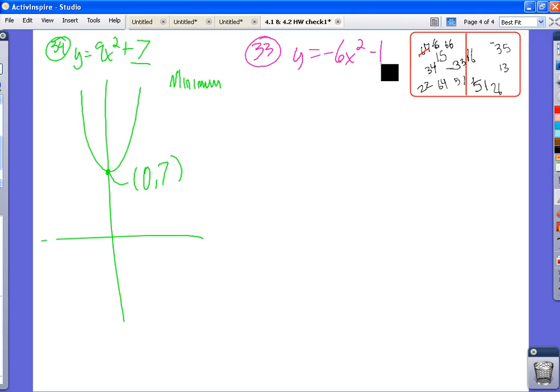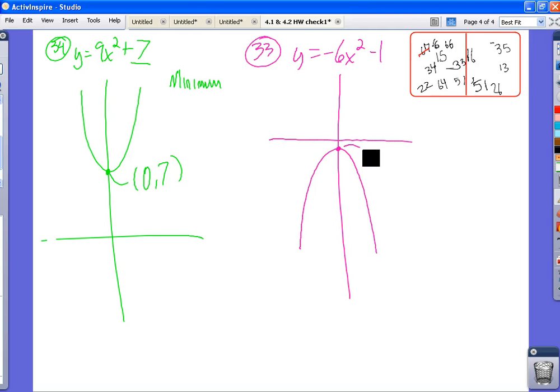Open up or down? Down. It opens down. So minimum or maximum? Maximum. There is a value here that is the biggest value that you can find. What's the coordinate of that place? Negative 1. This guy moves it down 1. What does this 6 do? Just makes it steeper, right? That doesn't affect the maximum value, that affects just how steep it is. So, not that. This opens down, this makes it steeper, this moves it down. This is the thing that actually affects where the maximum value is.